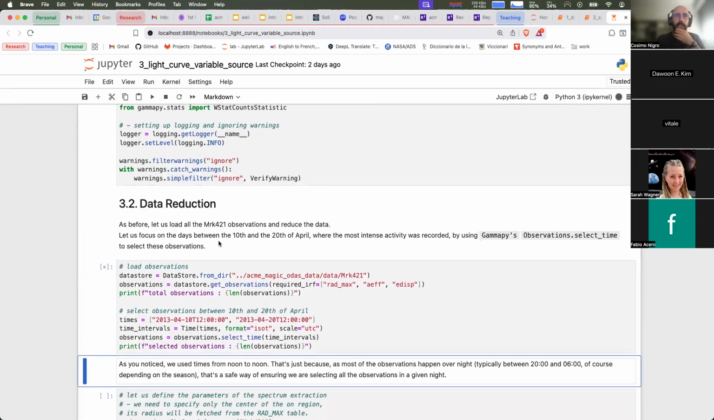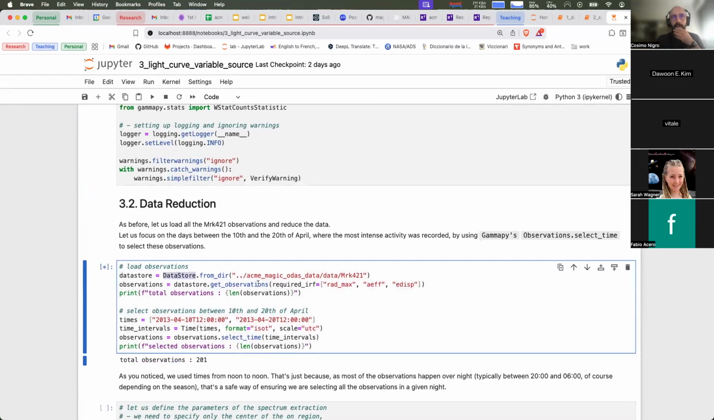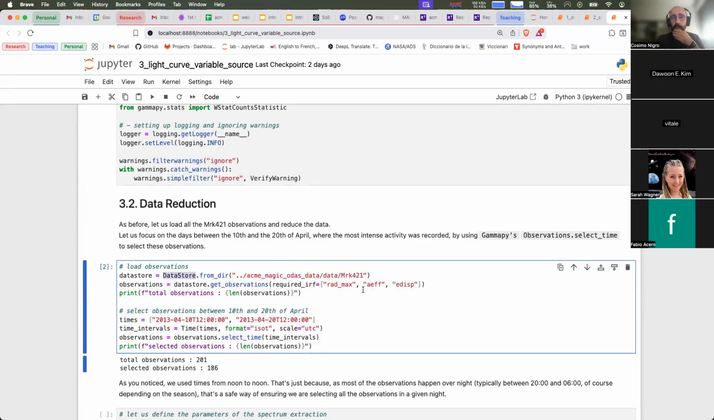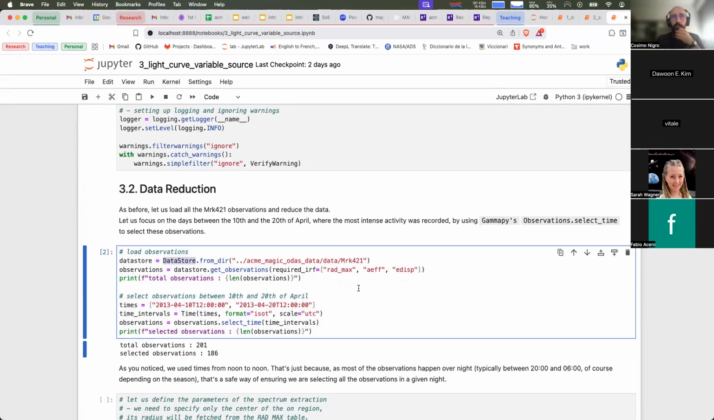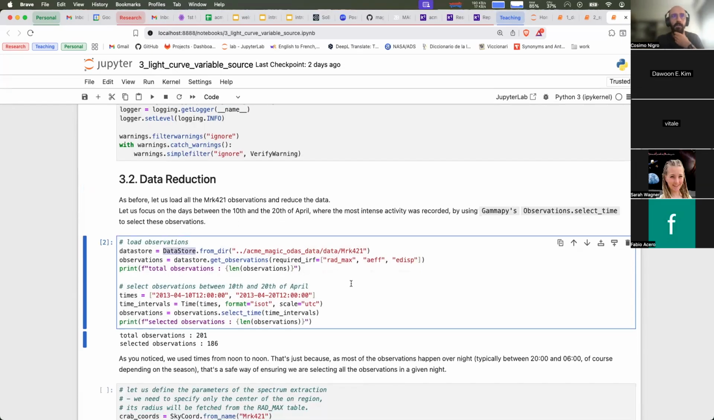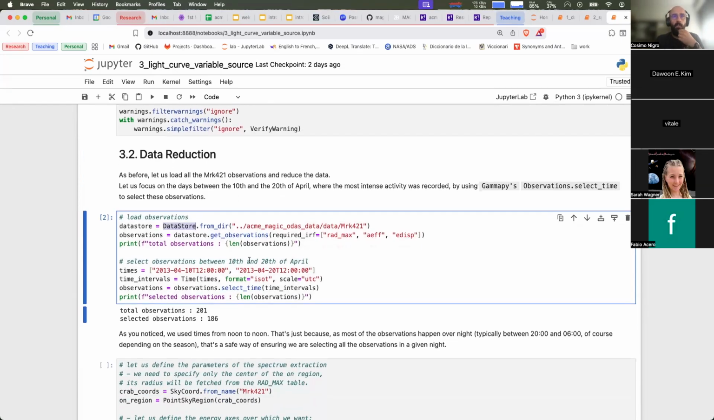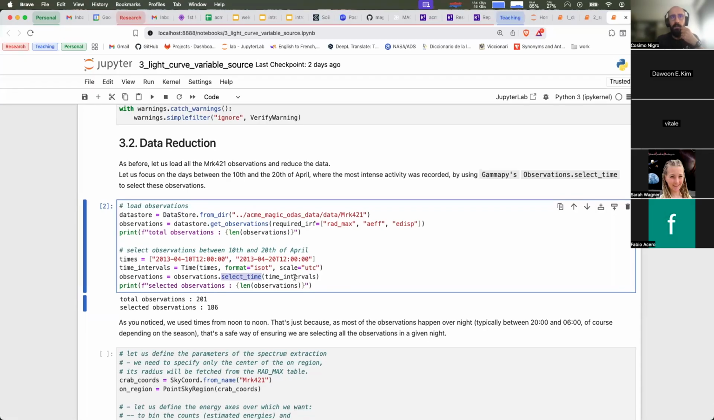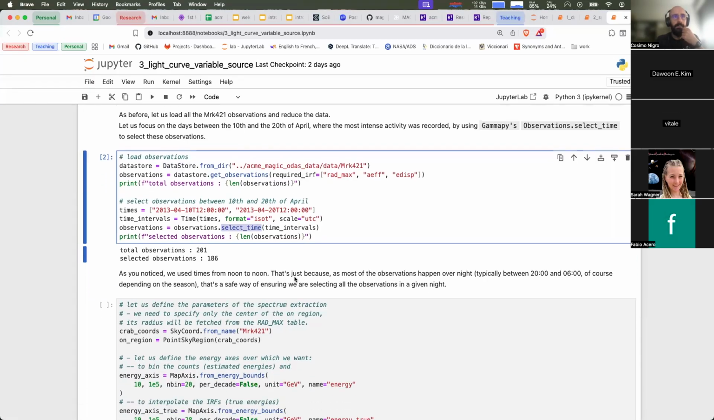So we do the data reduction as before. We use the data store to read all this Markarian 421 data. Markarian 421 is one of the closest and brightest active galactic nuclei with a jet. I have data over more than a week, but I'm interested only in the 10 days between the 10th and the 20th of April. So I will use this observation select time function to basically pick up only the observations between the 10th and the 20th of April. Okay.